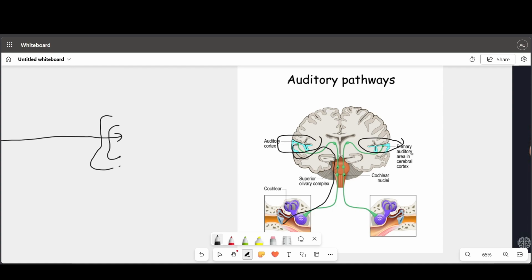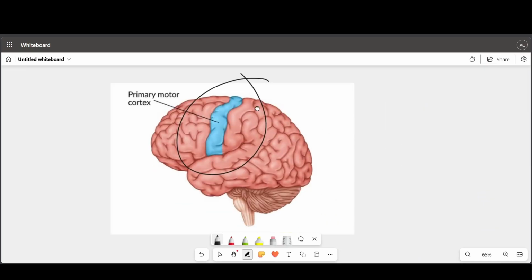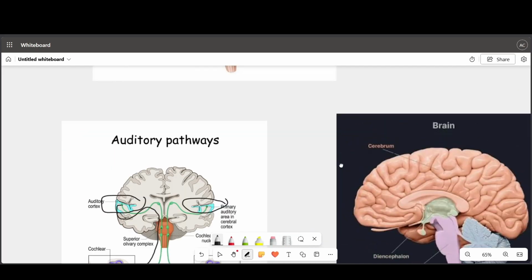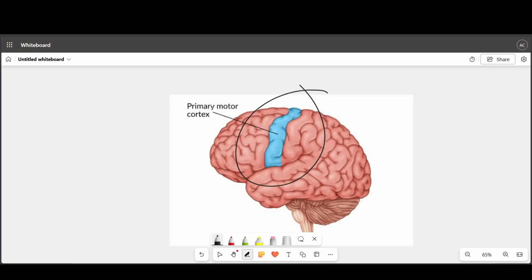But the catch is that the auditory cortex is very close to what we call the motor cortex. The motor cortex is right here, this part of the cerebrum. For those of you who don't know, the cerebrum is basically the very outer fold of the brain, and the auditory cortex is very close to the primary motor cortex.